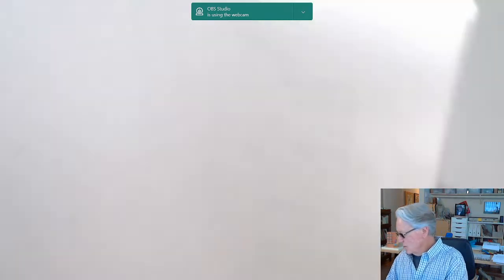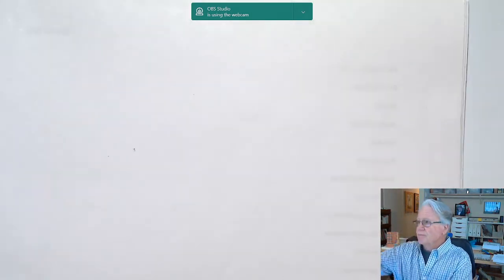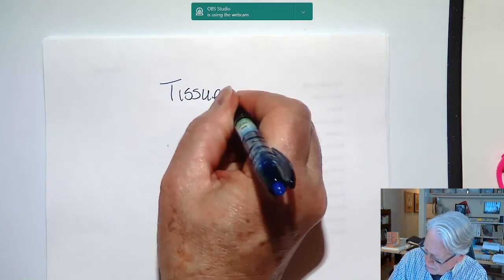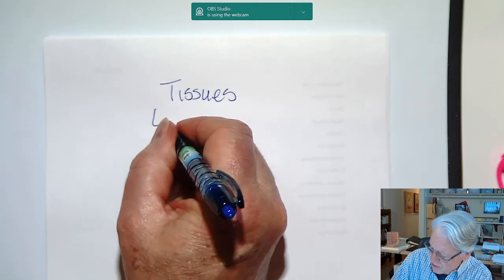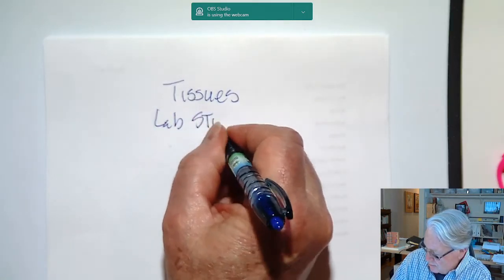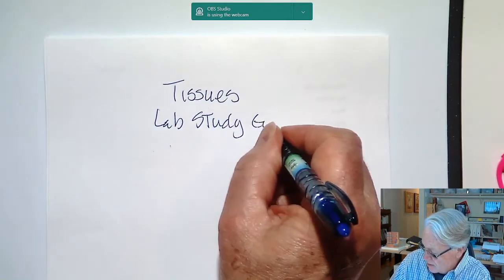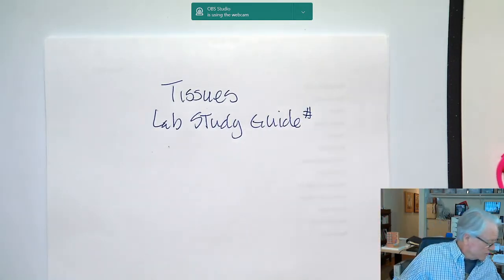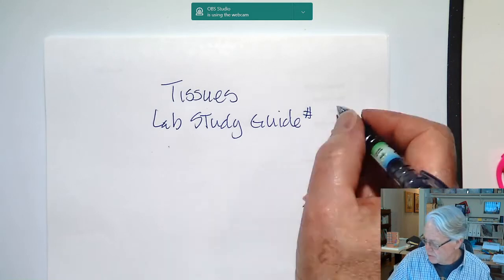So this is tissues. And this is going to be lab study guide number 3, I believe it is. Number 3, that is correct.